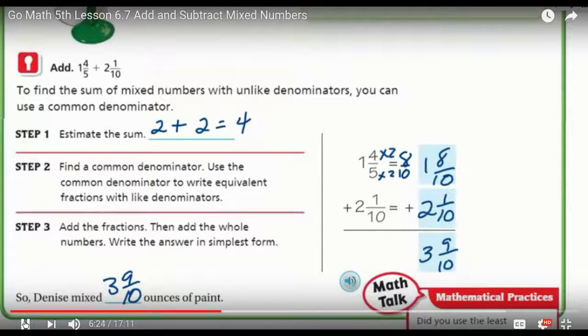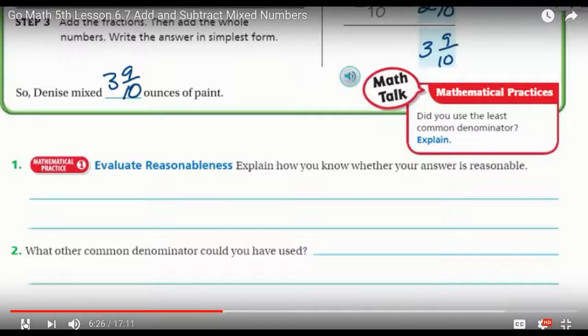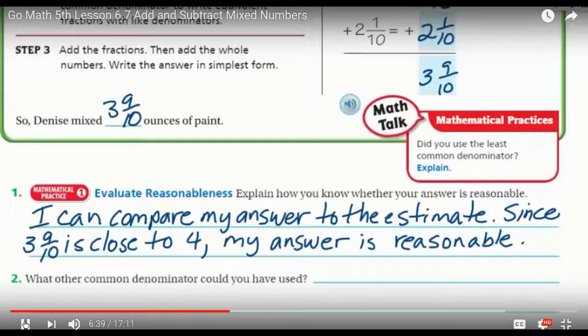It's within 1/10. So when I think about the reasonableness, yeah, you know what? I can compare the answer I got to the estimate. And 3 9/10 is so close to the estimate of 4. So yes, the answer is reasonable. Let's write that down. There we go.